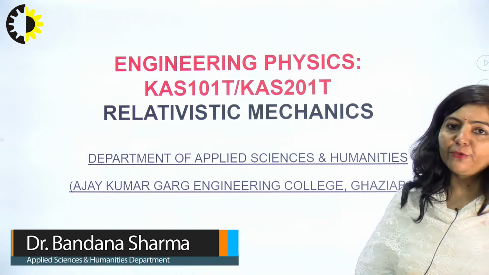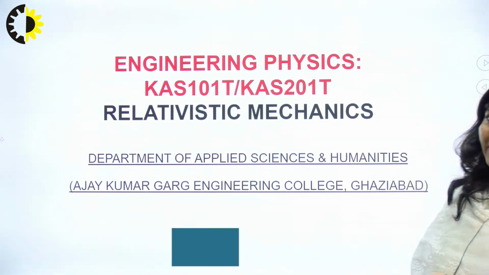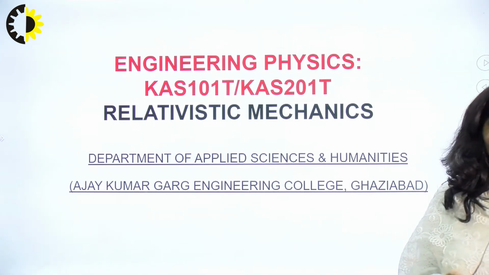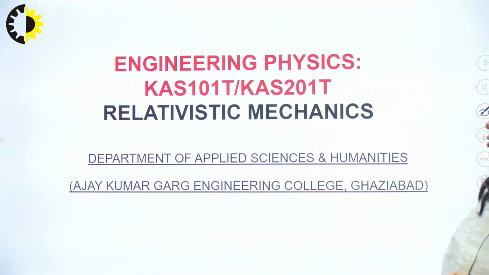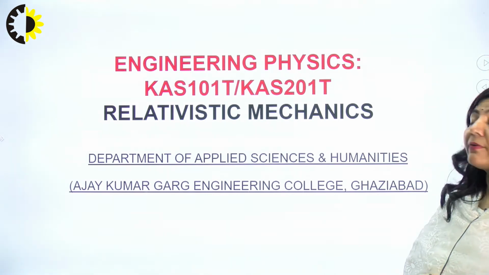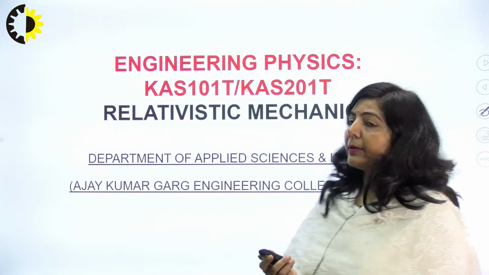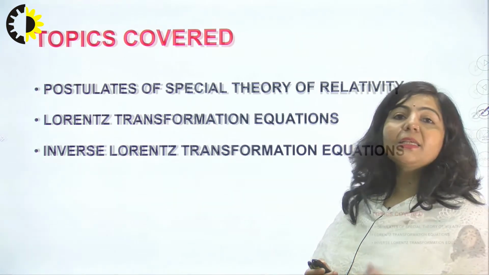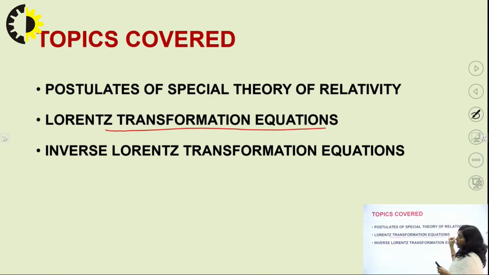I'm taking engineering physics, and the subject code of my subject is KS101T and KS201T. In first semester it is KS101T and in second it is KS201T. The topic which today I am taking for discussion belongs to relativistic mechanics, and that topic is basically Lorentz transformation equations. This is my basic topic for discussion.